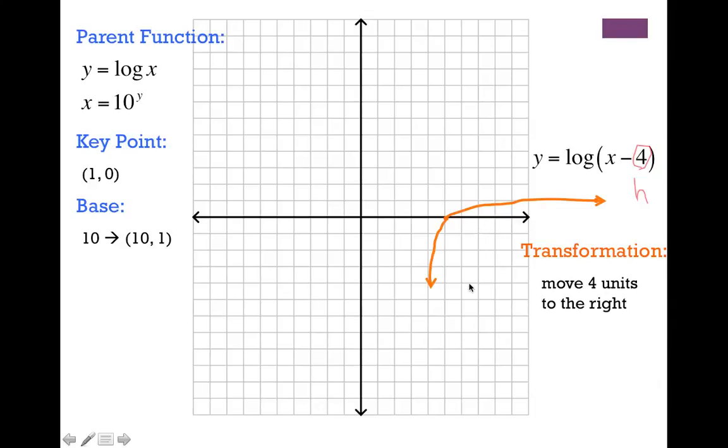Now this time, when I'm looking for domain and range, I have to realize that I do have an h value here. So not only did every point get moved 4 units to the right, but so did the asymptote. And so now my domain is going to be that x is greater than 4 rather than greater than 0, because it also got moved 4 units to the right. So x is greater than 4 for domain, and range is still all real numbers.